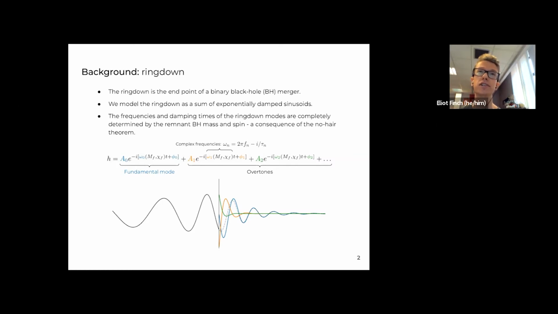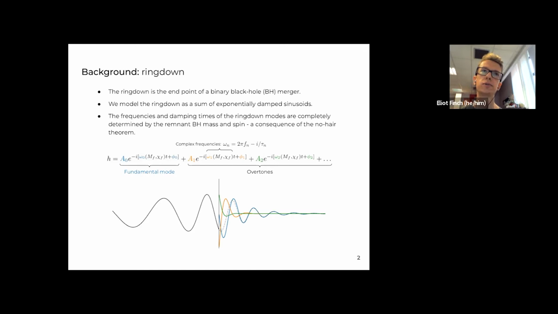We model a ring-down as a sum of exponentially damped sinusoids, and in principle, there's infinitely many terms in that sum, not all with equal excitations. But for illustration here, I've just shown 3 terms. So we expect there to be a long-lived fundamental mode. And then we expect at early times there to be these overtones, which are modes that decay quicker, but have larger initial amplitudes. And it's these overtones which we're focusing on, which we're looking for in the data.